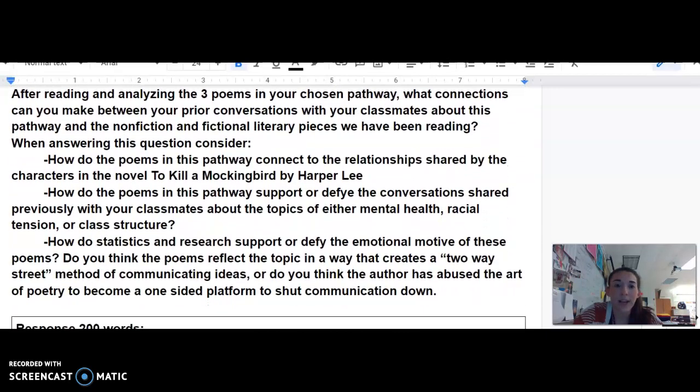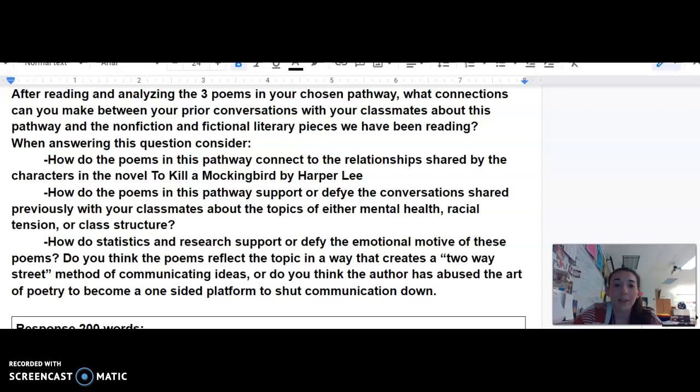The next one is, after reading and analyzing the 3 poems in your chosen pathway, what connections can you make between your prior conversations with your classmates about this pathway and the nonfiction and fictional literary pieces we have been reading? So when answering this question, I would ask you to consider, how do the poems in this pathway connect to the relationships shared by the characters in the novel To Kill a Mockingbird by Harper Lee? Remember that these pathways are central to the novel as well, which is why we are looking at other pieces of literature to relate to the novel To Kill a Mockingbird.